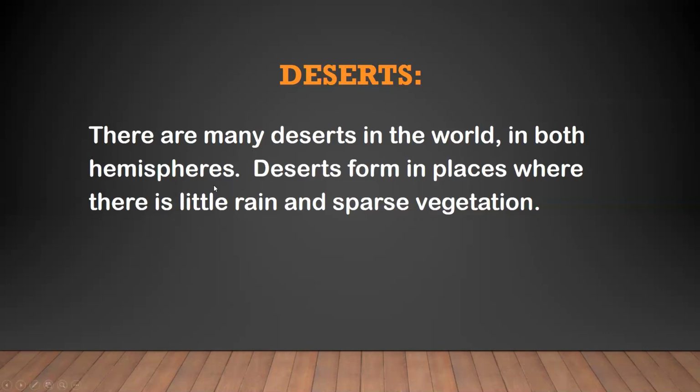We know about the hemispheres as we have discussed in detail in our lesson number 2 that there are two hemispheres. Earth is divided into two parts, northern and southern hemisphere, and in both the hemispheres we have many deserts. And actually what is a desert? A desert is a place which is formed where there is little rain and sparse vegetation. Very little vegetation is over there.